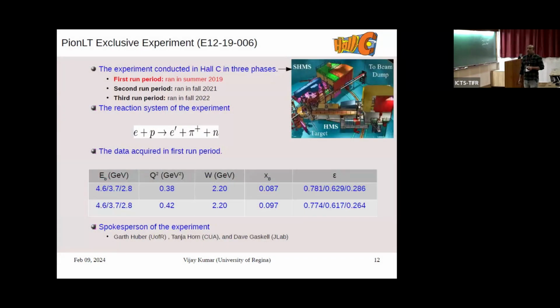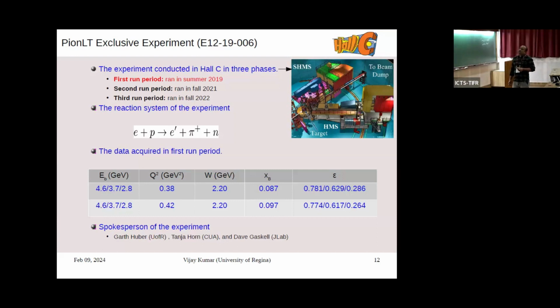This is one of the experiments for which we recently collected all the data. This is Pion LT, and this is an exclusive experiment. The whole data of this experiment was acquired in three phases. The first run period was in summer 2019, then the second in fall 2021, and the final run period in fall 2022. I am analyzing data of this experiment from the run period of summer 2019.